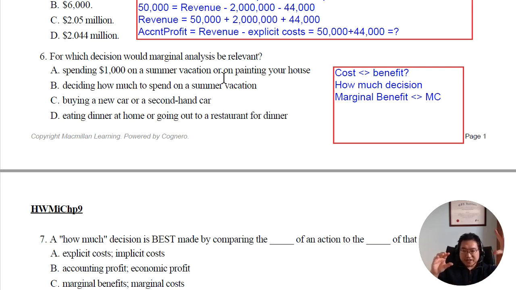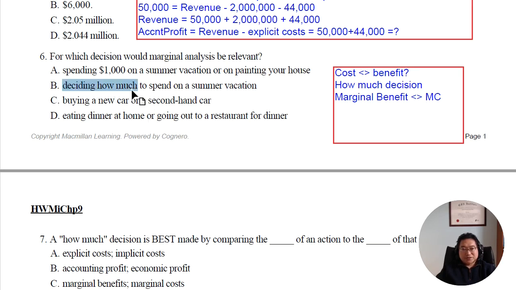If the summer vacation gives you higher net benefit, you take the summer vacation instead of spending the $1,000 on painting your house. Okay, several of the alternatives are of the same nature, either-or decision. But let's look at B. Deciding how much to spend on a summer vacation. This is exactly a very simple how much decision.